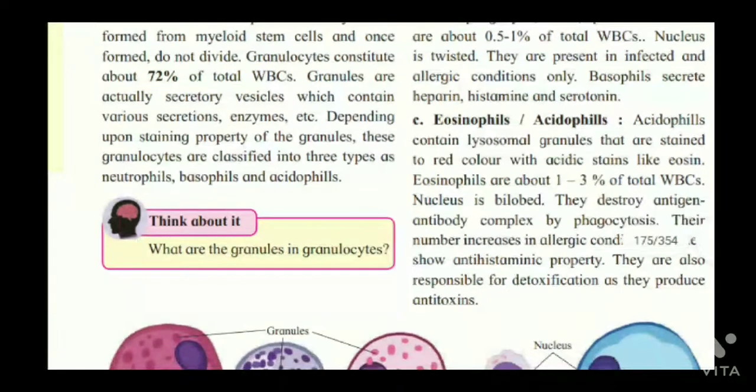Then we come to eosinophils or acidophils. Acidophils contain lysosomal granules that are stained red with acidic stains like eosin. Eosinophils are about 1 to 3% of total WBCs. The nucleus is bilobed. They destroy antigen-antibody complex by phagocytosis. Their number increases in allergic conditions and they show antihistaminic property. They are also responsible for detoxification as they produce antitoxins.